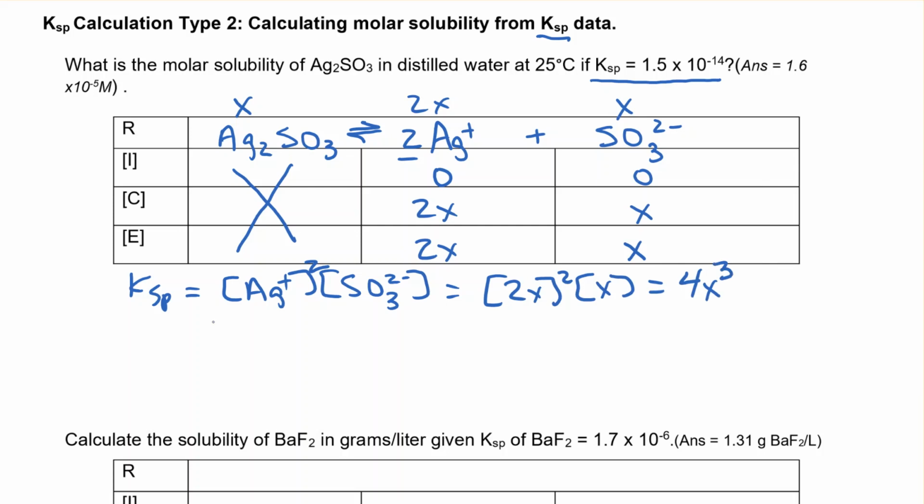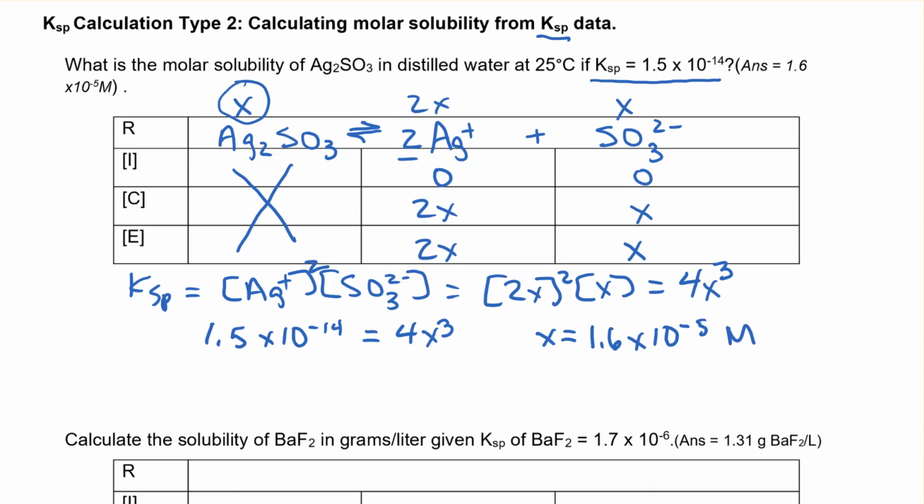Now it's simple algebra. We have 1.5 times 10 to the negative 14th is equal to 4x cubed. Therefore, x is going to be equal to 1.6 times 10 to the negative 5th. And since we just have a 1-to-1 ratio for the silver sulfite versus the sulfite ions, our concentration is going to be 1.6 times 10 to the negative 5th molar.